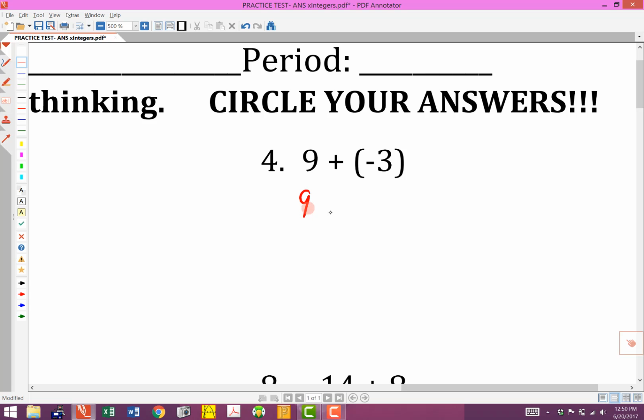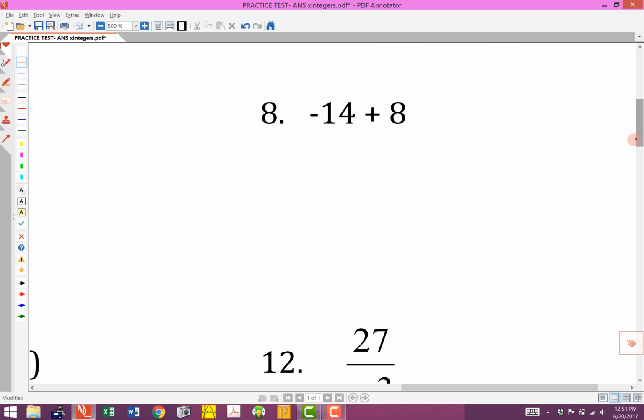Rewriting to do on this one, 9 and then minus 3. That's technically positive. We could just go through and do this problem and write down that the answer is 6. We know that from elementary school. But again, if we applied the rules, different signs find the difference. The difference is 6. The bigger one's 9 and it's positive, so the answer is positive 6. So we'll keep going here.